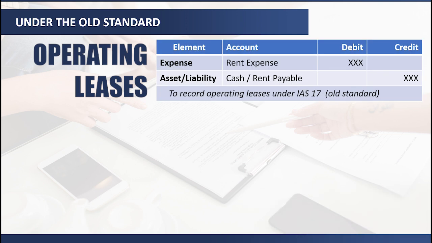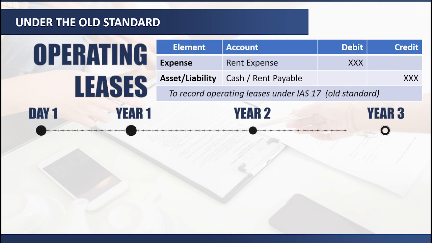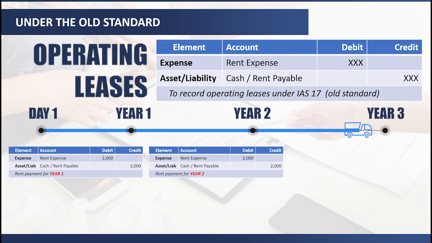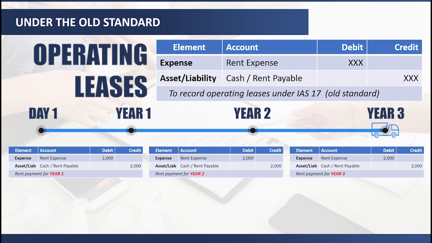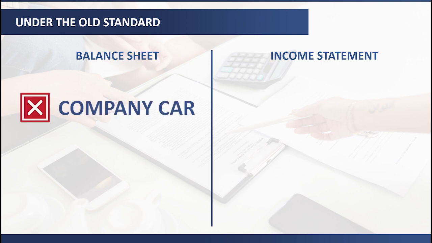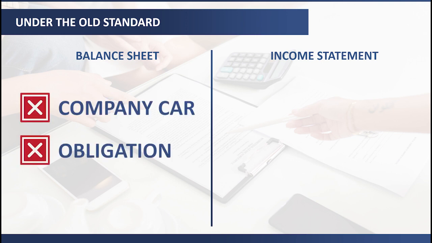It's pretty simple, right? For example, if you rent a company car for 3 years and you are expected to pay $2,000 USD every year to the lessor, the annual entry would only be a debit to rent expense and a credit to cash or accounts payable every single year. In your balance sheet, IAS 17 does not recognize both the company car and the obligation of the company to pay rent over 3 years.